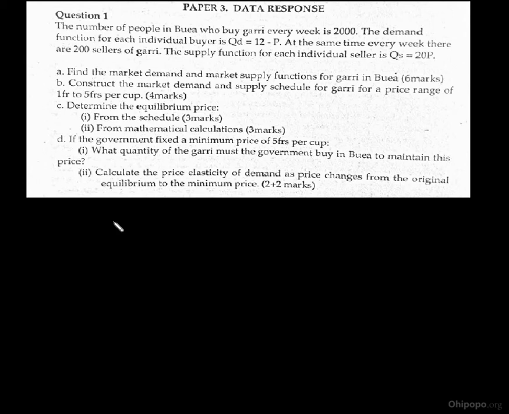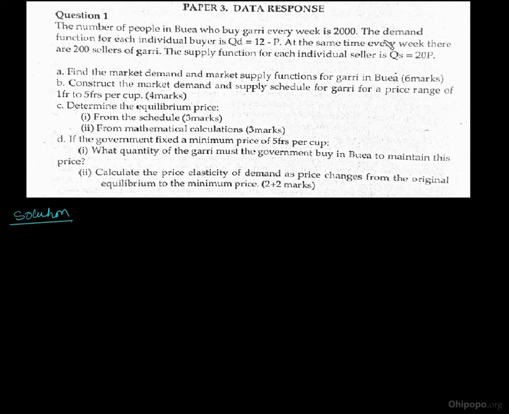It is quite different from Ordinary Level. Look carefully, please. Let's start with the question. The question says, the number of people in Buea who buy Gary every week is 2,000. There are 2,000 people who consume Gary every week in Buea.